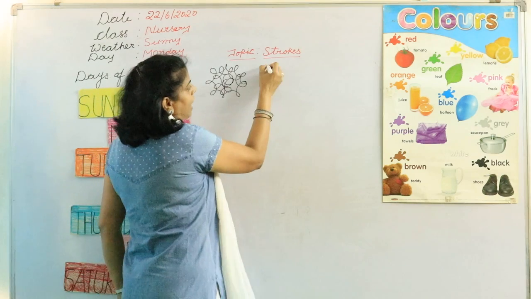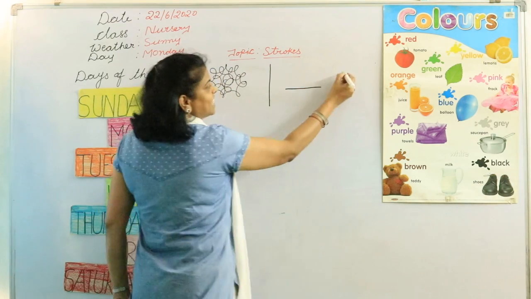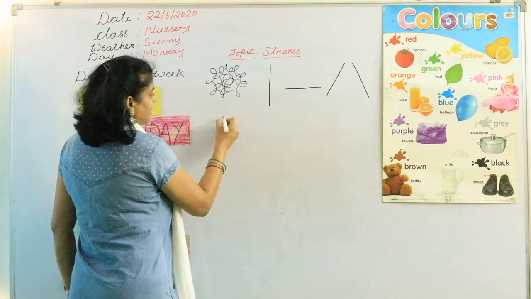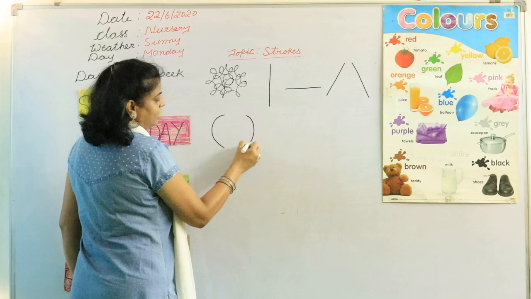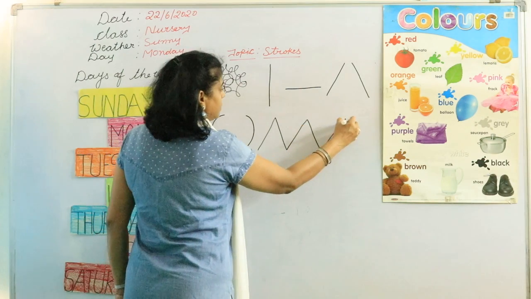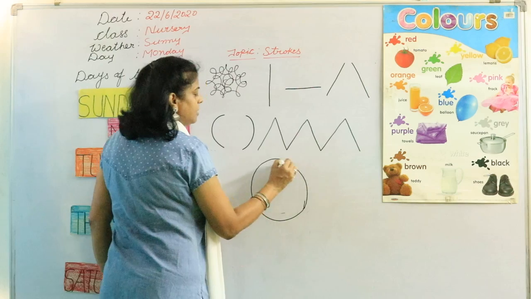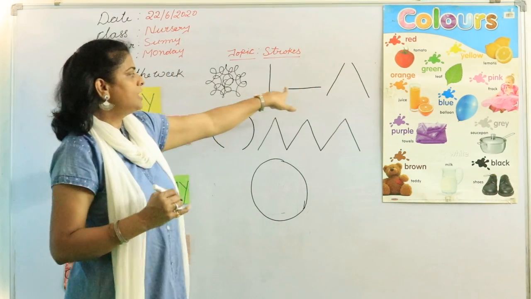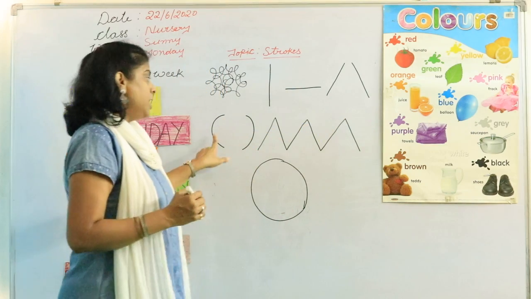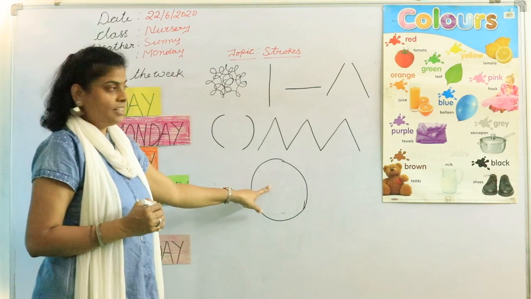Okay, this is scribbling. And what is this? Standing line, you know it. Sleeping line. Left slanting line. Right slanting line. Curve. Zigzag. Up, down, up, down, up, down. And a big circle like this. Scribbling. Standing line. Sleeping line. Slanting line. What is this? Left slanting line. This is right slanting line. Left curve. Right curve. Zigzag lines. And circle. Okay? That's good.